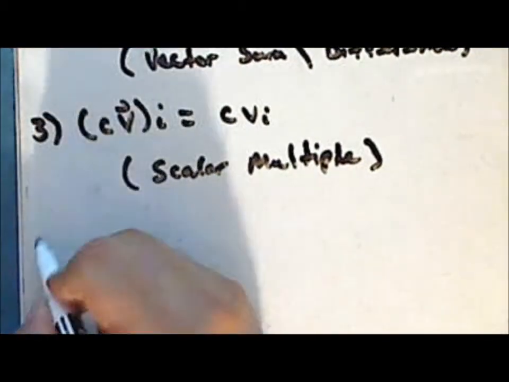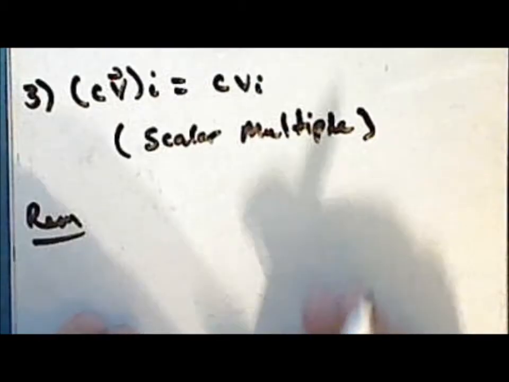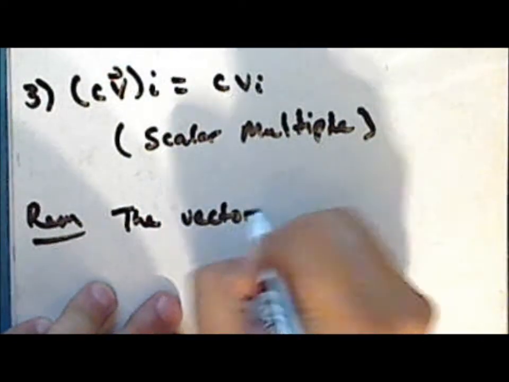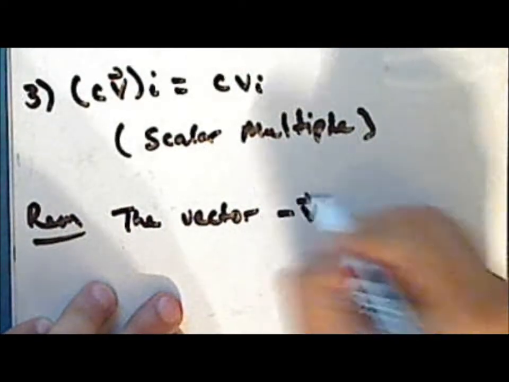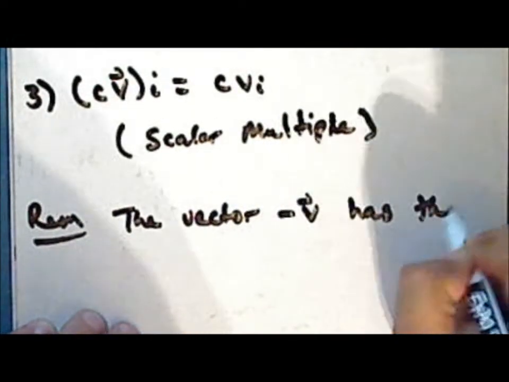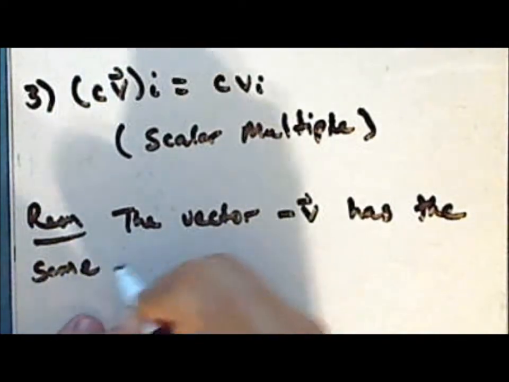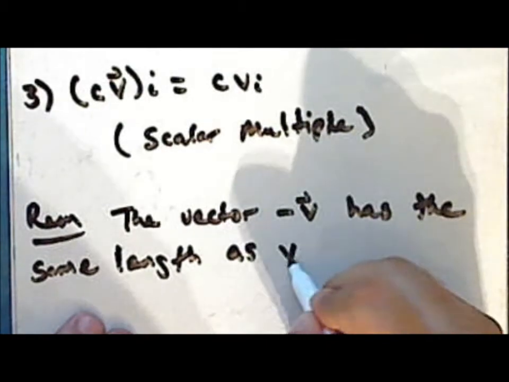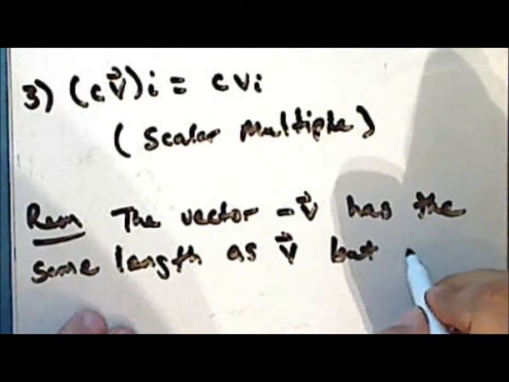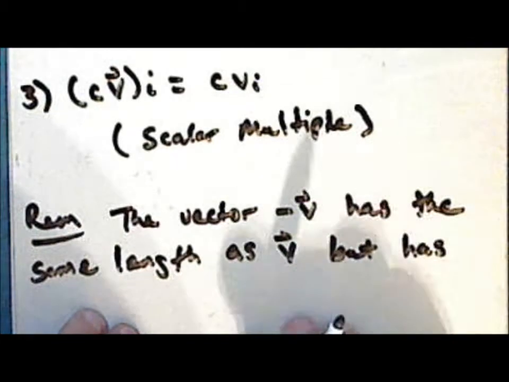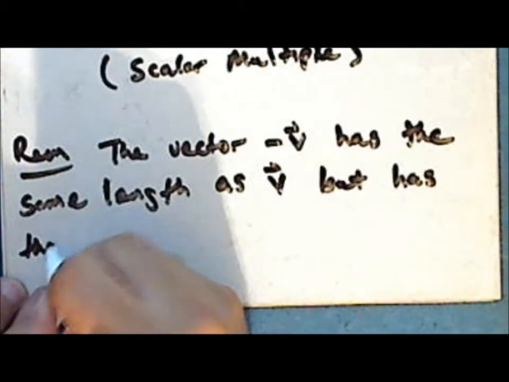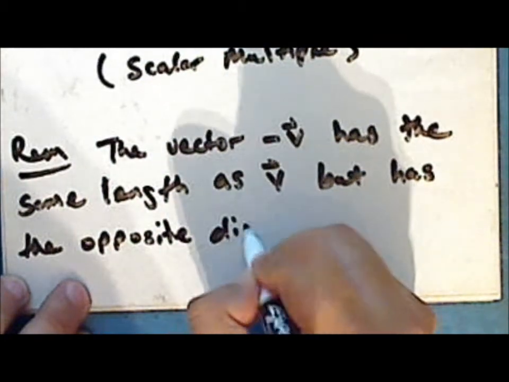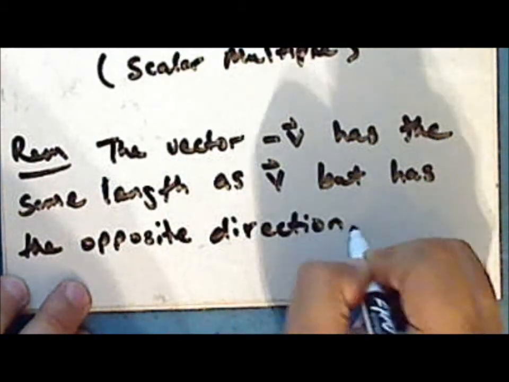Now, an important fact to recognize is that the vector minus v has the same length as the vector v, but has the opposite direction. Right?